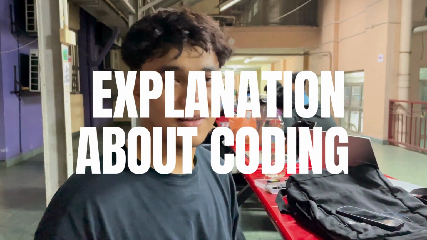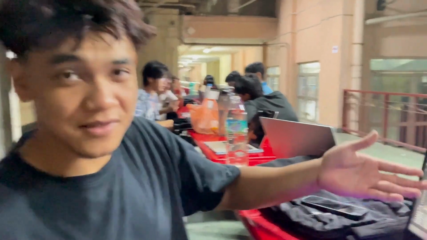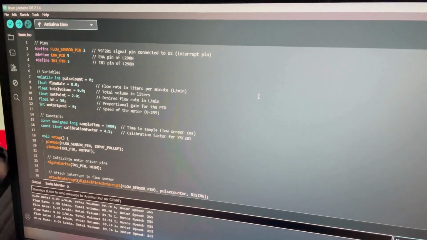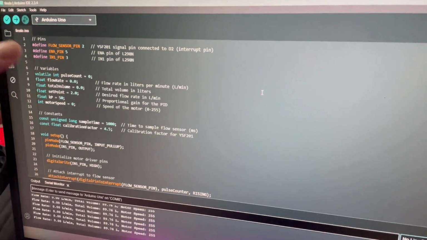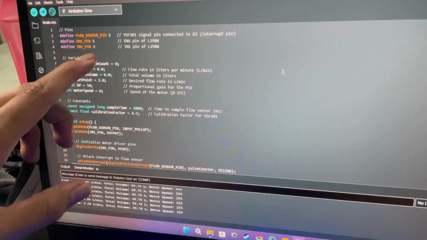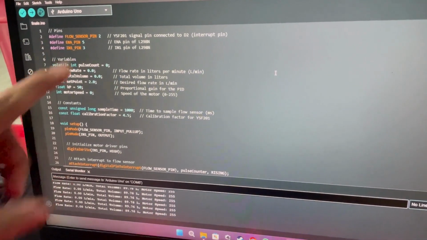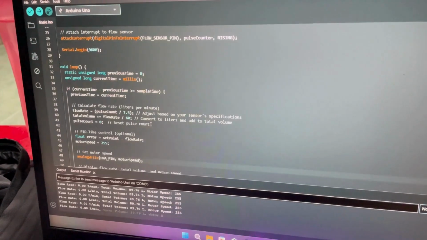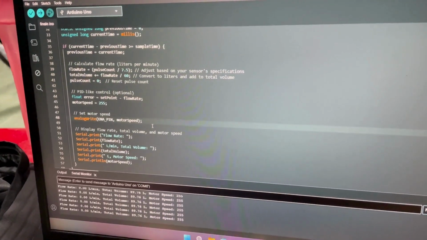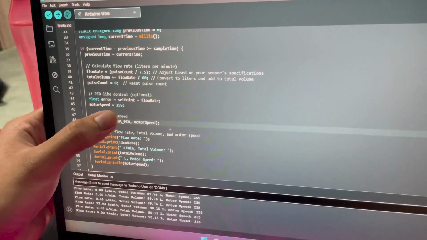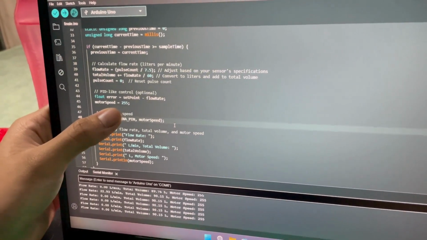Okay, so I will explain about the coding. This is the coding for the motor driver. The ENA will connect to pin number 5. The IN1 will connect to pin number 3. Then for our motor speed, we set the motor speed to 255, its maximum value.